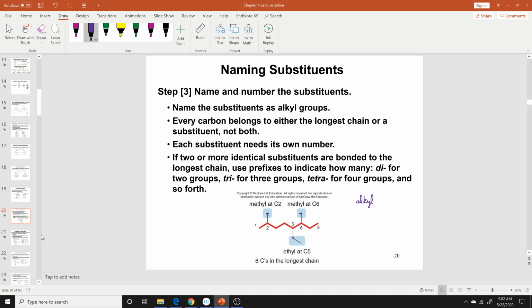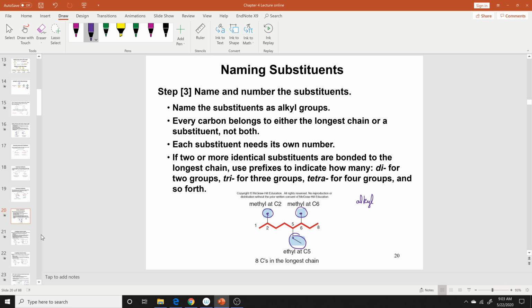Each carbon in here belongs to either the chain or the substituent. So these carbons, they belong to the substituents. These carbons in the chain, they belong to the chain. They don't belong to the substituent. So I already named them as octane. Now the carbons that I am circling, these carbons, they belong to the substituent. Each carbon of these substituents needs its own number because I want to know where they are in the chain.